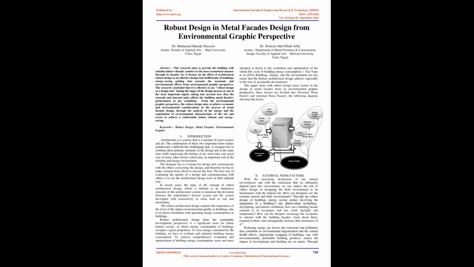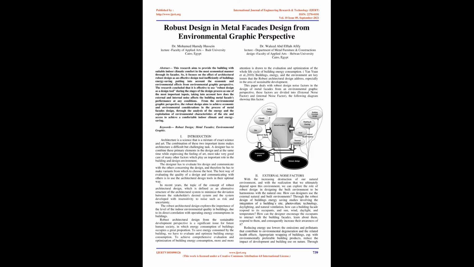The research concluded that it is effective to use robust design as a design tool during the stages of the design process as one of the most important inputs, taking into account how the external and internal noise affects the building metal facade's performance at any conditions. From the environmental graphic perspective, the robust design aims to achieve economic and environmental considerations in the process of metal facades design, through the analysis of the energy and the exploitation of environmental characteristics of the site and access to achieve a comfortable indoor climate and energy saving.